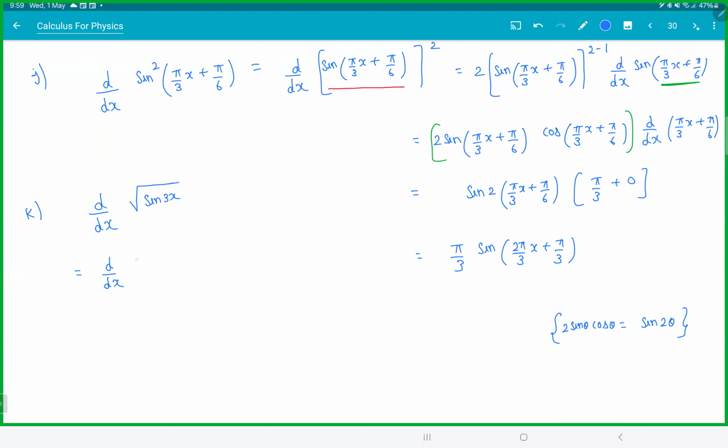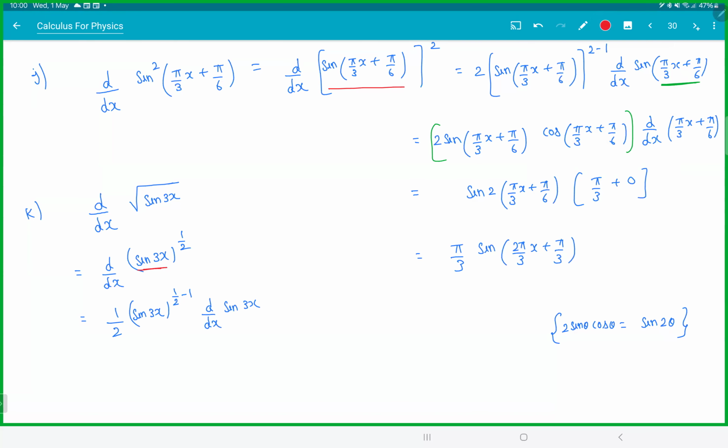This is d by dx of sine 3x to the power of half. This is half into sine 3x to the power half minus 1. Then differentiate sine 3x.